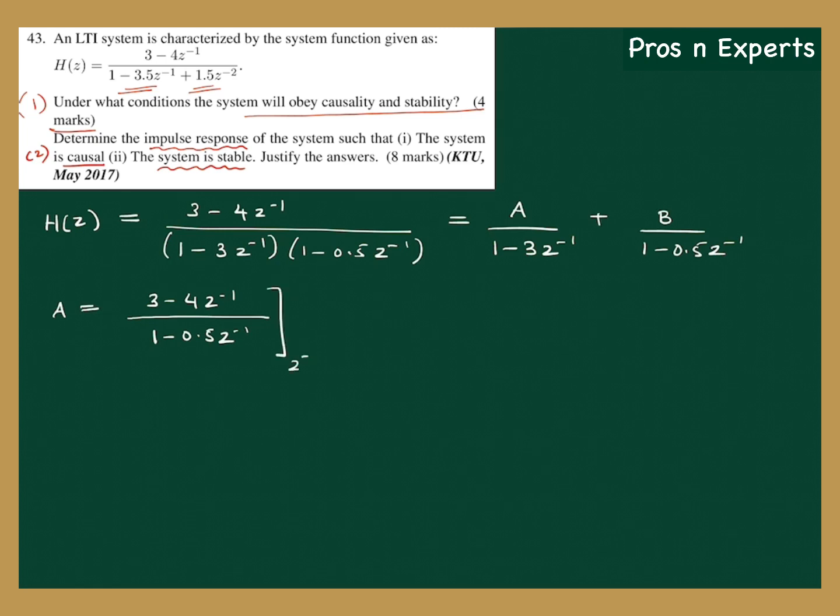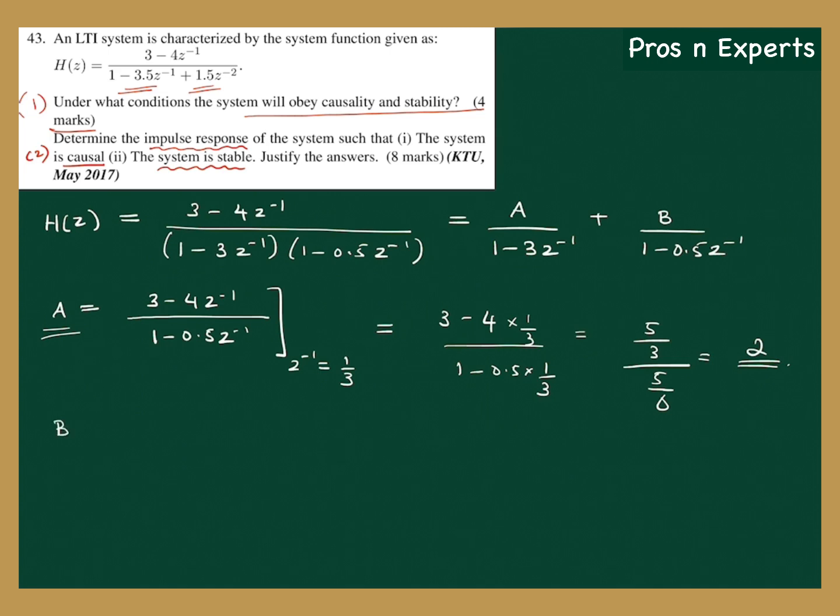This is provided z^-1 equals, what is z^-1? z^-1 should be that value which makes the denominator of A 0. So z^-1 will obviously be 1 by 3. So that is equal to 3 minus 4 into 1 by 3, divided by 1 minus 0.5 into 1 by 3. That is equal to 3 minus 4 by 3 divided by 1 minus 1 by 6, which is 5 by 6. That is equal to 2. So we got the value of A as 2.